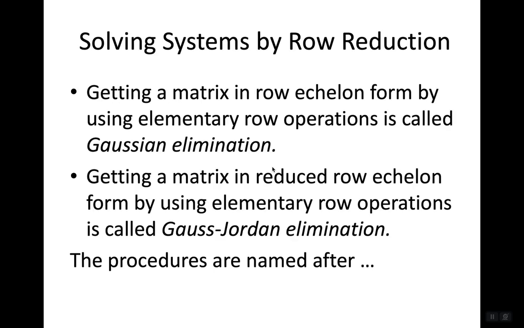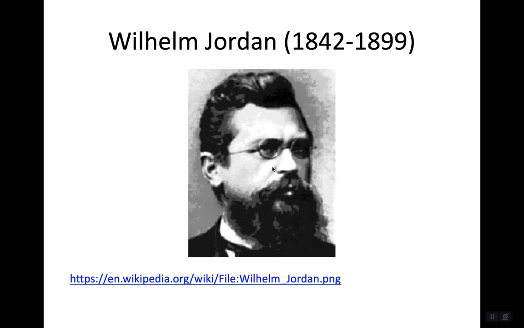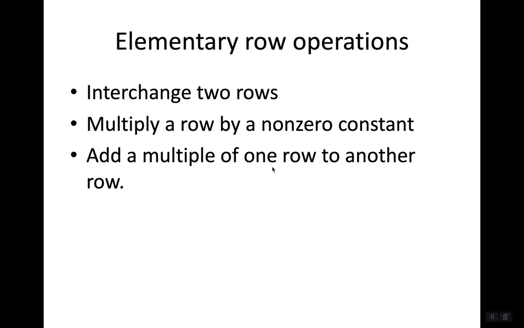Getting a matrix in row echelon form by using elementary row operations is called Gaussian elimination. Getting a matrix in reduced row echelon form by using elementary row operations is called Gauss-Jordan elimination. These procedures are named after Carl Friedrich Gauss, one of the greatest mathematicians of all time, and Wilhelm Jordan. These, remember, are the elementary row operations: interchange two rows, multiply a row by a non-zero constant, add a multiple of one row to another row.